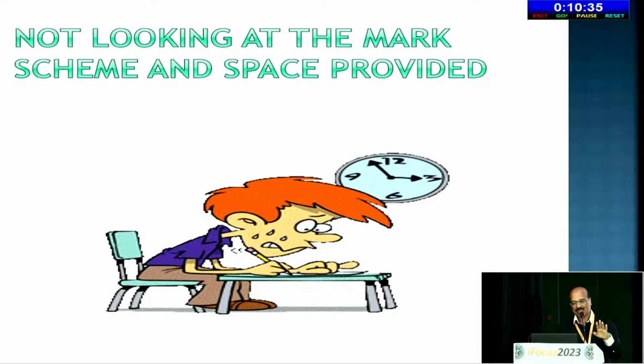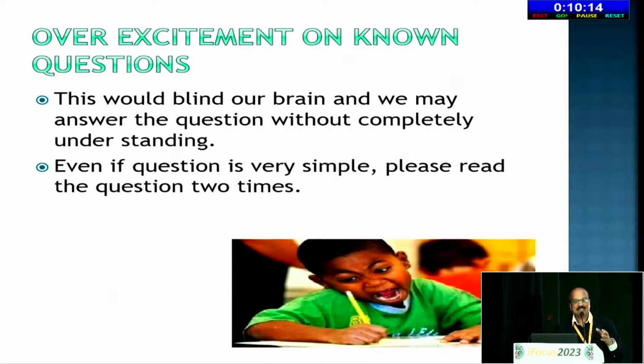Not looking at the mark scheme and space provided. Suppose the first question is of 30 marks, and the second question has A, B, C, each of 20, so it is of 60 marks. So always give importance to the second question. That will give you good marks. Over excitement on a known question will blind your brain always. Yeah, I know, मुझे तो बहुत अच्छा आता है, ये तो मैं बहुत अच्छा लिख दूंगा. तो आप क्या करते हो कि जो पूछा उसको भी भूल जाते हो. You may not be able to answer properly. Even if the question is very simple, please read the question two times.